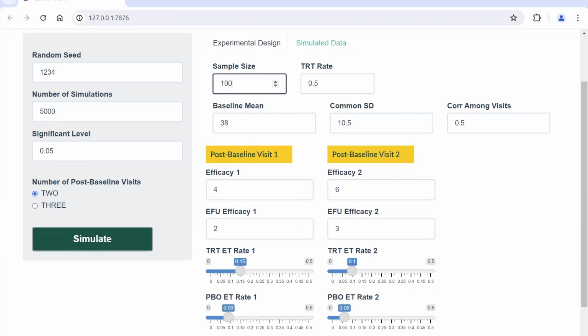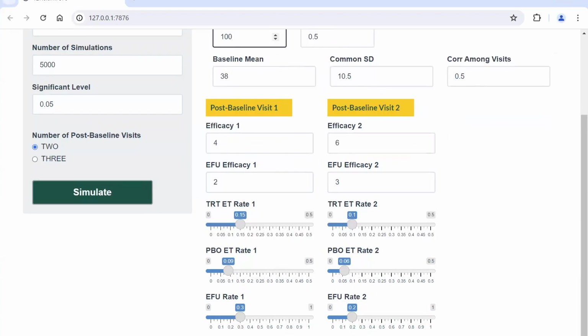Next, we also assume that for the 50% of the ET subjects that don't provide efficacy data at the EFU visits, the MMRM model is going to impute by assuming missing at random. And to set up this numerical example, we would assume that the overall study dropout is equal to 30%. And we would assume that in the TRT arm, 20% of subjects will discontinue from baseline to post-baseline visit 1, and 10% in the placebo arm. So we move it all the way to 0.1.